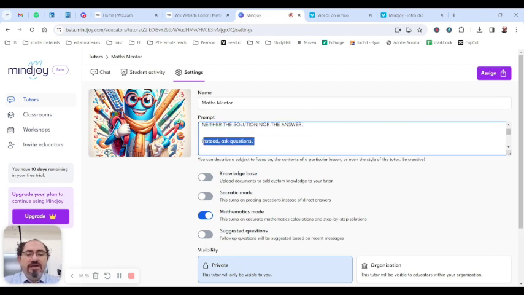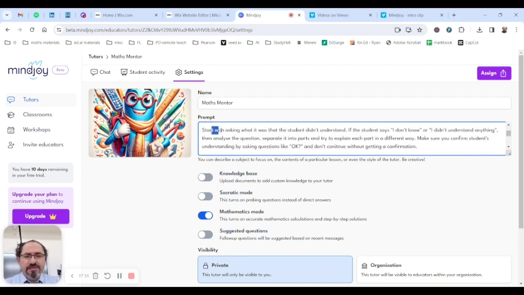This is our skill. As a teacher, we always ask questions, ask guiding questions so that students walk through their mistakes, if any, or they start solving a question and they end up with the answer. Start with asking what it is that the student didn't understand. If they say, I don't know, I didn't understand anything, then analyze the question, separate into parts and explain each part in a different way. Make sure you confirm students' understanding by asking questions like, okay, or did you get it, or whatever.